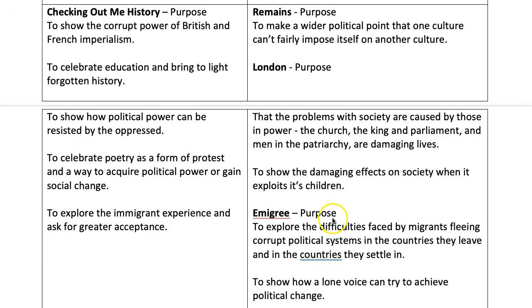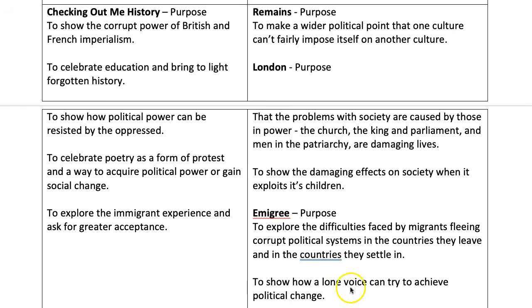However, Emigree also works super well because it explores the difficulties faced by migrants in a different culture. They're fleeing a corrupt political system, and these were rebelling against political systems, many of the people in Checking Out My History. And we've got this idea of leaving one country and settling in another, which of course is the narrative of the poet. That's exactly what he's done.